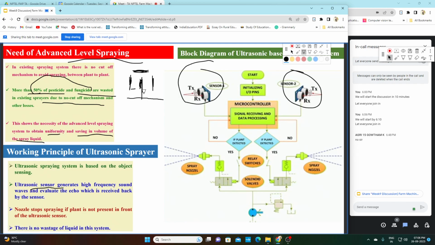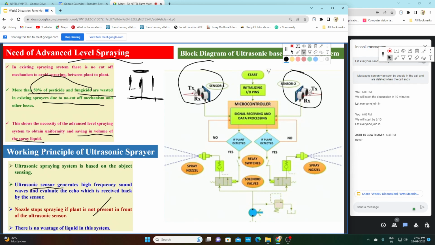So what will happen is, if we put this ultrasonic sensor in our sprayer, it will detect if there is a plant or not. If there is no plant, then the ultrasonic sensor will command the microcontroller in such a way that the sprayer will stop in the position in between two plants. So our spray will not be wasted in between two plants. So this is the concept.